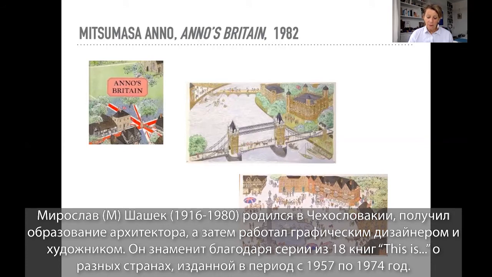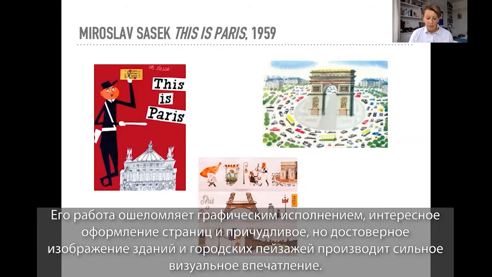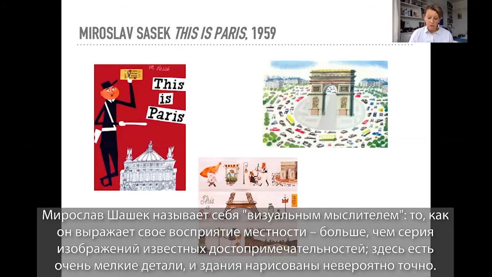Miroslav Sasek was born in Czechoslovakia and trained as an architect before working as a graphic designer and artist. He is famous for This Is series, a series of 18 books about different countries published between 1957 and 1974. His work is graphically stunning and visually exciting with interesting page layouts and a mixture of quirky but accurate representation of buildings and cityscapes. Martin Salisbury calls him a visual thinker. His expression of a sense of place is more than a series of pictures of famous landmarks.